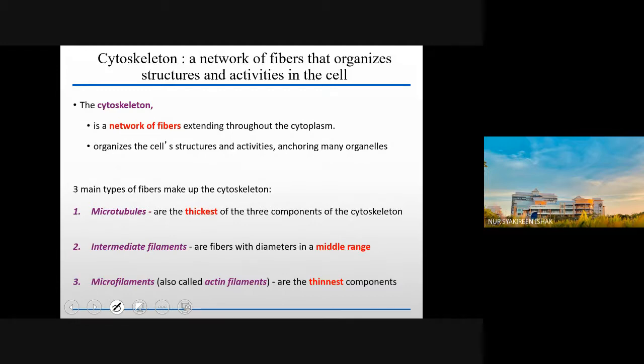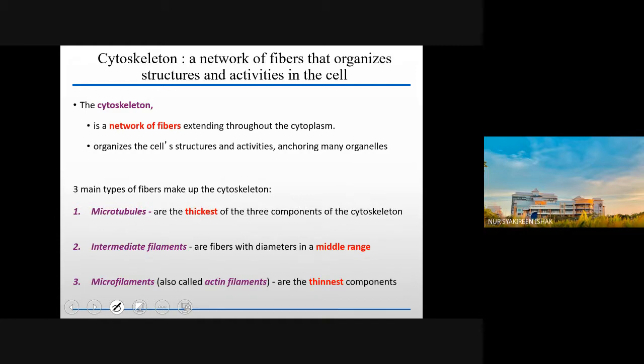So jangan ingat cytoplasm ni adalah fluid macam tu je. Dia consists of a network of fibers, protein fibers that have their own specific function. One of the functions of the fibers is to anchor the organelles. Organelle dalam sel ni, as I've mentioned, dia bukannya terapung-apung dalam cytoplasm ni. So these organelles are anchored by these protein fibers, okay, the cytoskeleton. So the cytoskeleton organizes the cell structure and activities, anchoring many organelles. So three types of cytoskeleton.